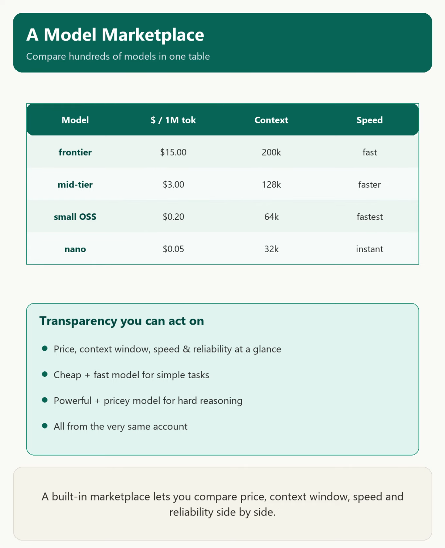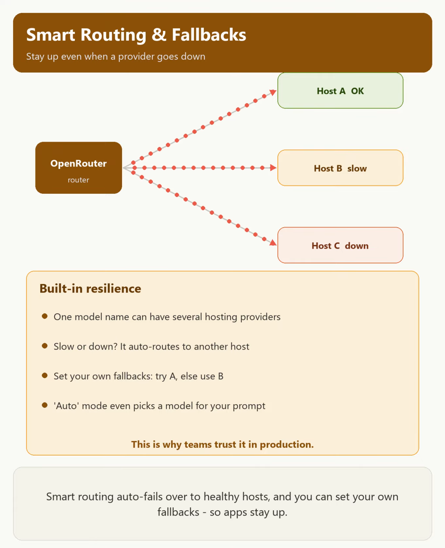OpenRouter is also a marketplace. On its website you can browse hundreds of models side by side. For each one you see the price per million tokens, the context window size, the speed, and how reliable it has been recently. This transparency is huge. Instead of reading scattered documentation, you compare options in one clean table. You might pick a cheap, fast model for simple tasks and a powerful, expensive one for hard reasoning, all from the same account.